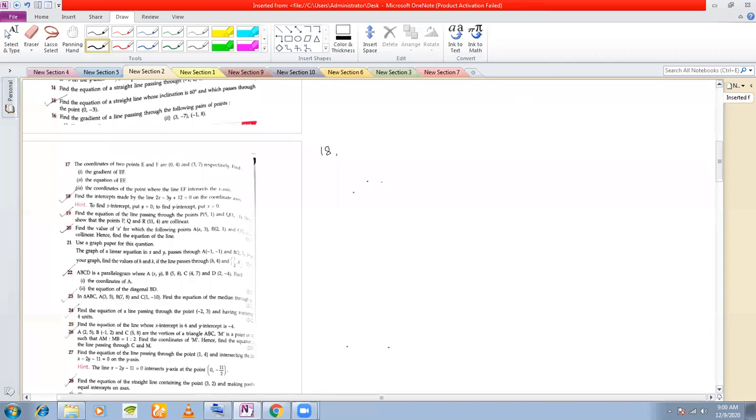Repeat the question. The question is, find the intercepts made by the line 2x minus 3y plus 12 is equal to 0 on the coordinate axis. So the given equation is 2x minus 3y plus 12. This is the given equation. We want to find out the intercepts of the straight line.